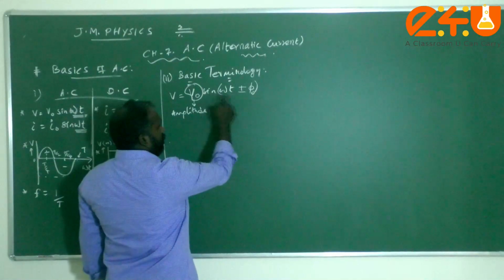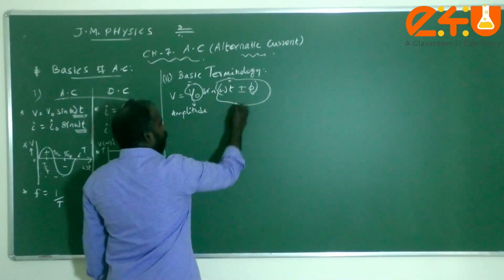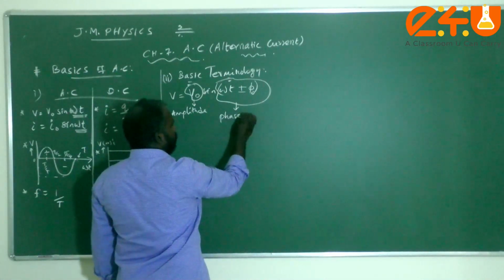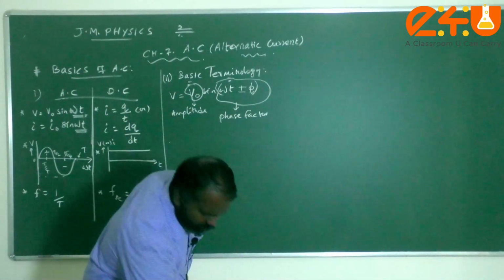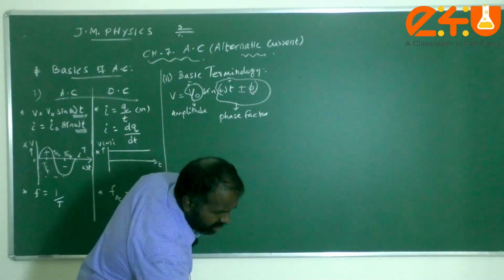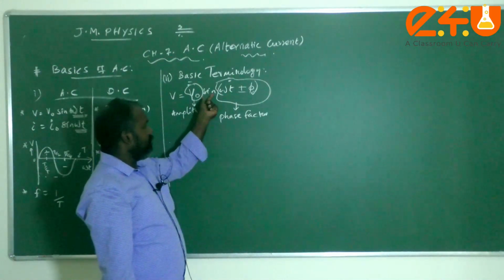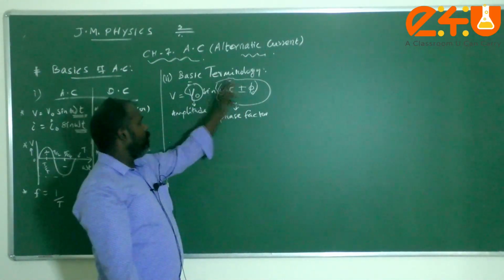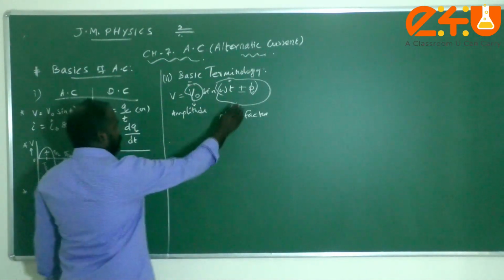After the sine function, the trigonometric function, what is there? This term is called the phase factor. This is very important, children. So this is called what? Phase factor. The phase factor will decide the sign variation or direction change, because this trigonometric function depends on the angle. So the whole thing will decide the value of V.